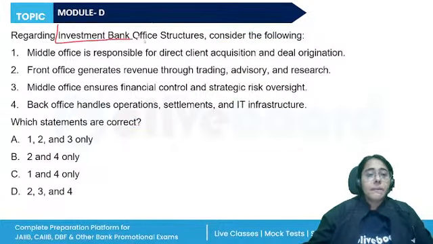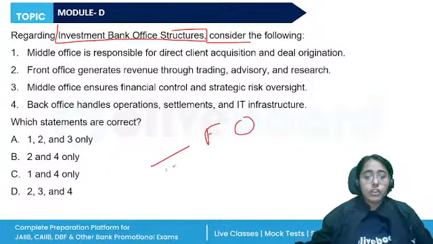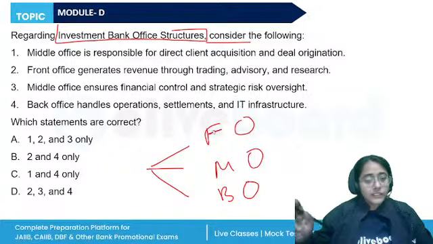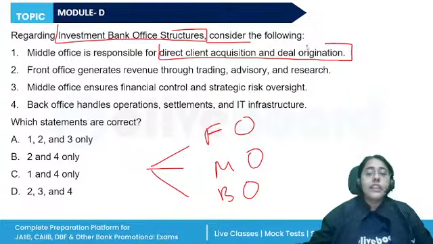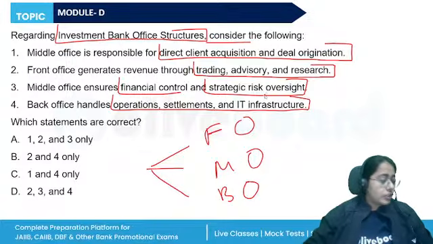Regarding the investment bank office structures, consider the following. The organizational structure of the investment bank comprises the front office, middle office, and back office. Consider the statements. Middle office is responsible for direct client acquisition and deal origination. Front office generates revenue through trading, advisory, and research. Middle office ensures financial control and strategic risk oversight. Back office handles the operations, settlements, and IT infrastructure.